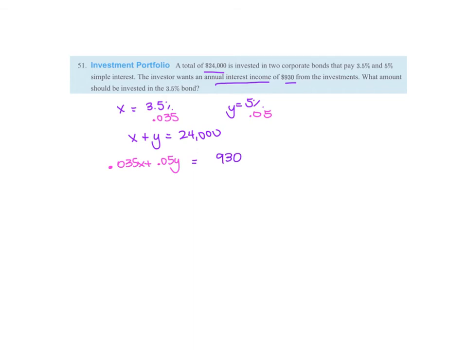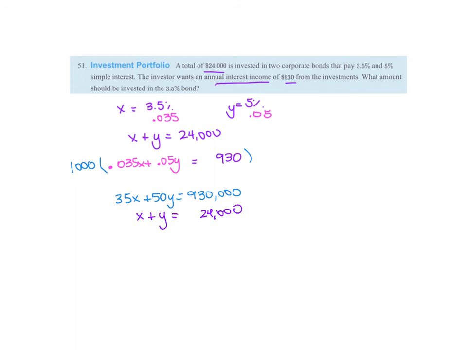Next, let's go ahead and get rid of those decimals, make it a little nicer for ourselves. And so let's multiply by, so this is tenths, hundredths, thousandths place. So let's multiply by 1,000 to get rid of the decimals. So now we will have 35x plus 50y equals 930,000. Okay, so that's that equation. Then we're using x plus y equals 24,000. So now we just solve the system using elimination.